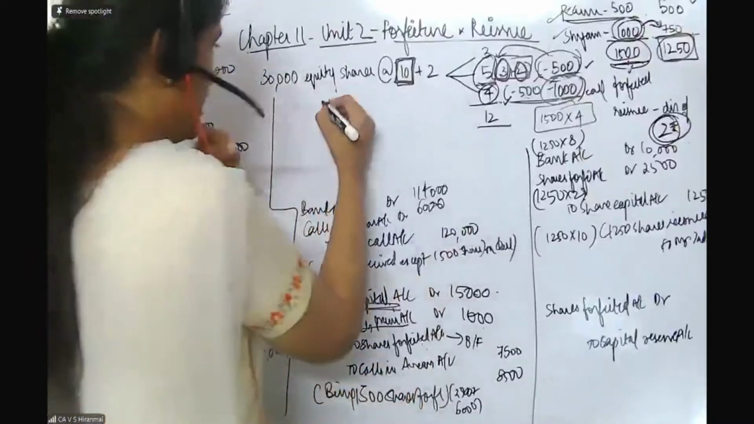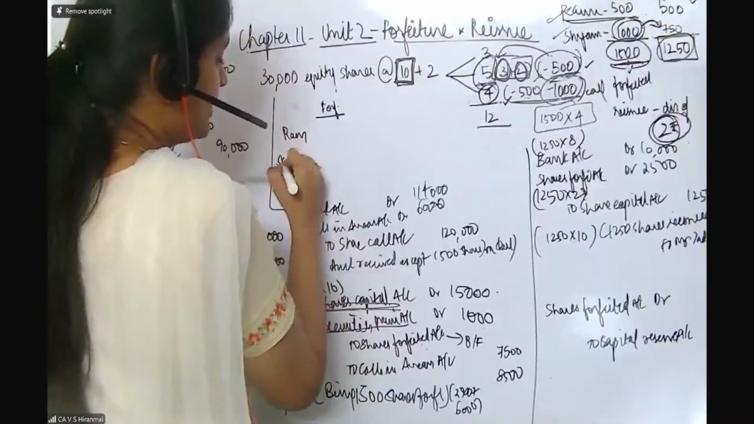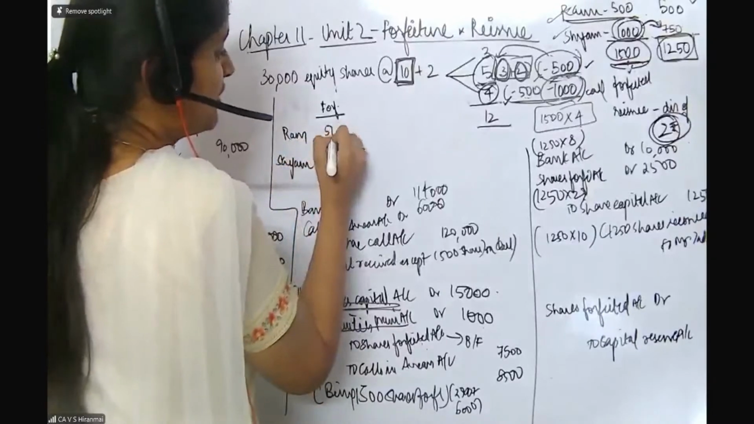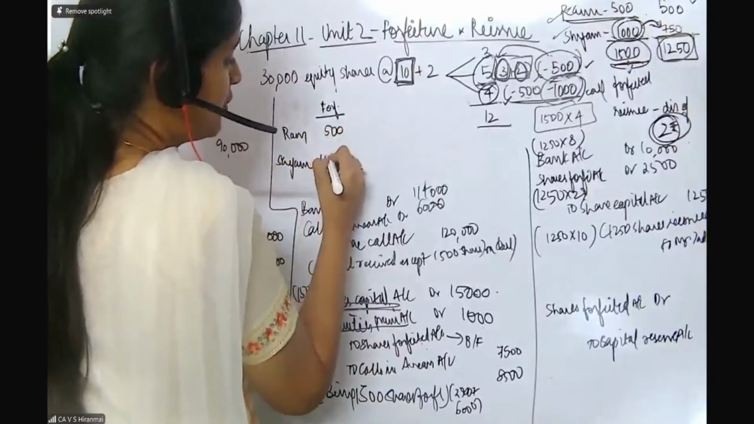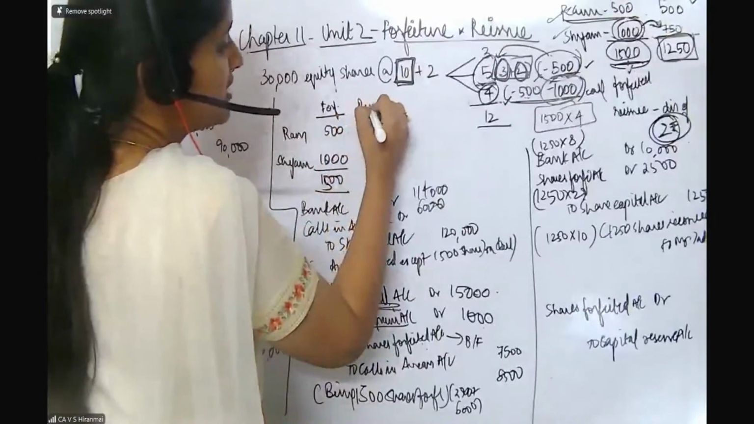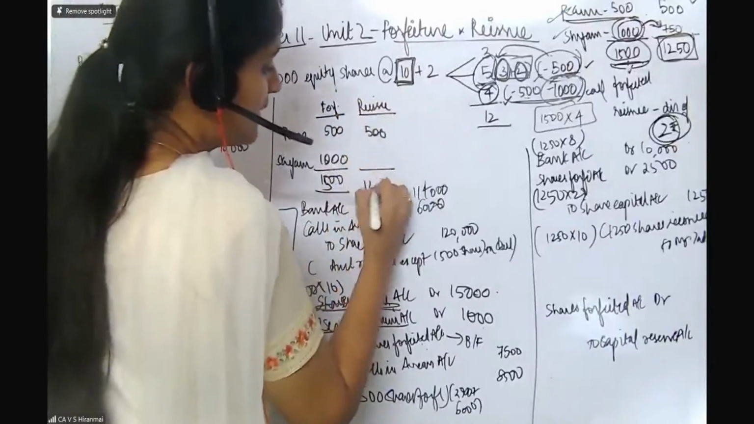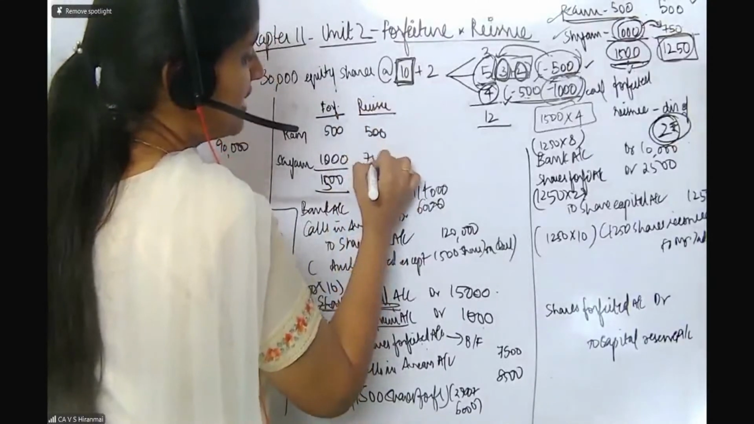Now, how many shares are forfeited? We have Ram, we have Shyam. We have forfeited 500. We have forfeited 1,000. So 1,500. In that, how much we have reissued? Fully Ram's, and from here, only 750.